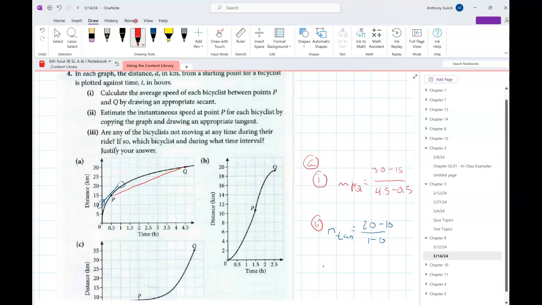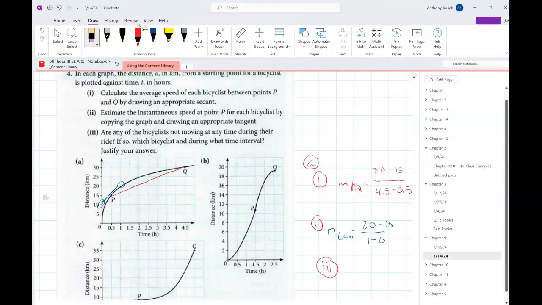And then part 3 says, are any of the bicyclists not moving at any time during the ride? If so, which bicyclist and during what time interval? Justify your answer. So if you're not moving, what would your velocity or your speed be? 0. So your speed is going to be represented by the slope of these tangent lines that we're drawing.